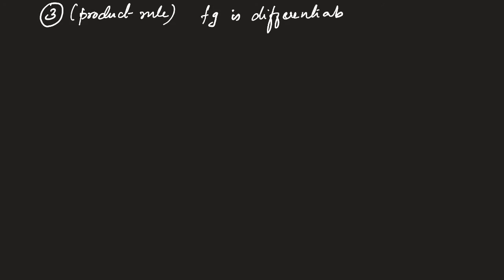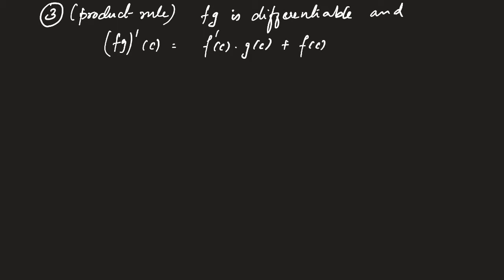Now we will look at the product of two functions, and hence this part of the theorem will be called the product rule. It says that fg is differentiable and fg dash at C is equal to f dash at C into g of C plus f of C into g dash of C. Now let us prove this.